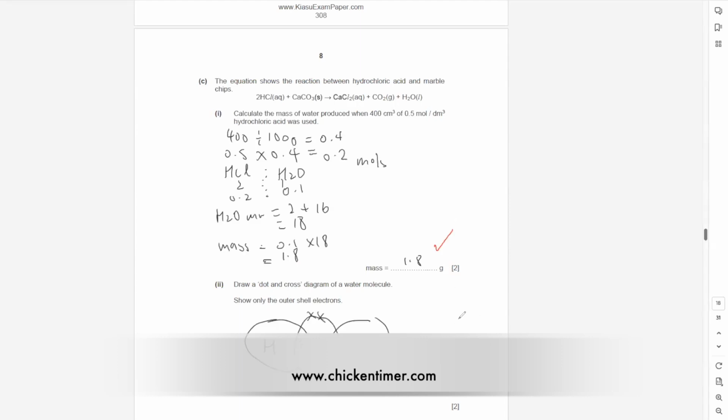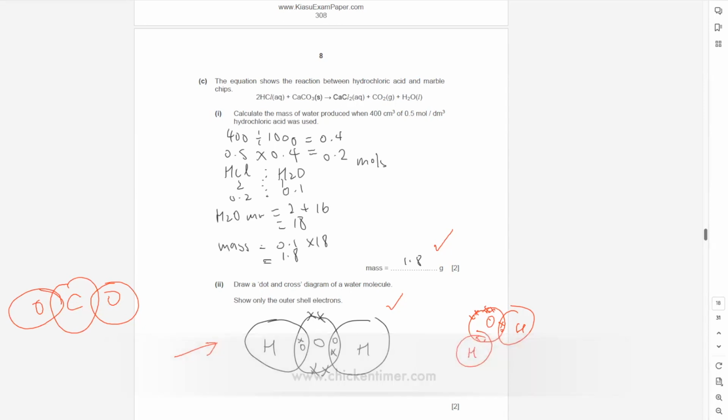Usually water is V-shaped, like Mickey Mouse. Some teachers will accept this, some will not, but it is V-shaped. Carbon dioxide is linear like this. Are they all different? It's either Mickey Mouse or one straight line, but water is always Mickey Mouse.